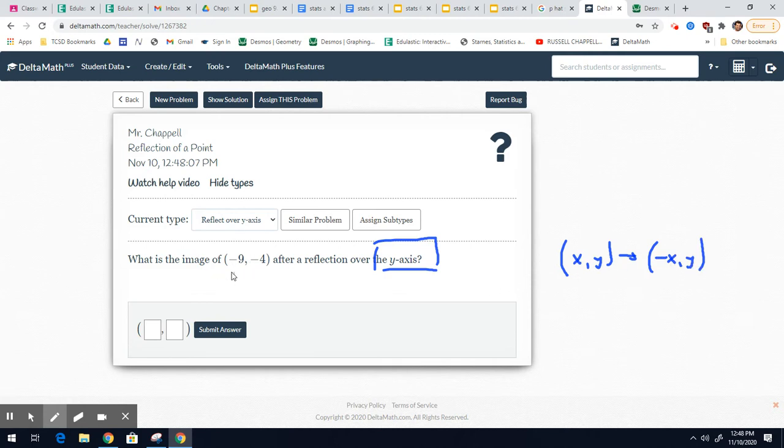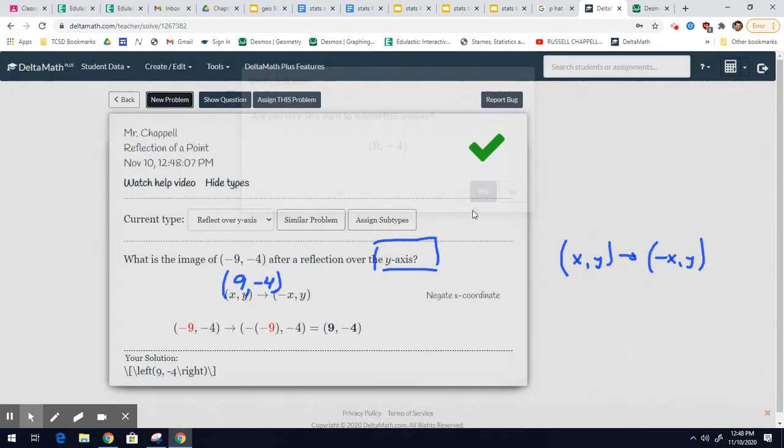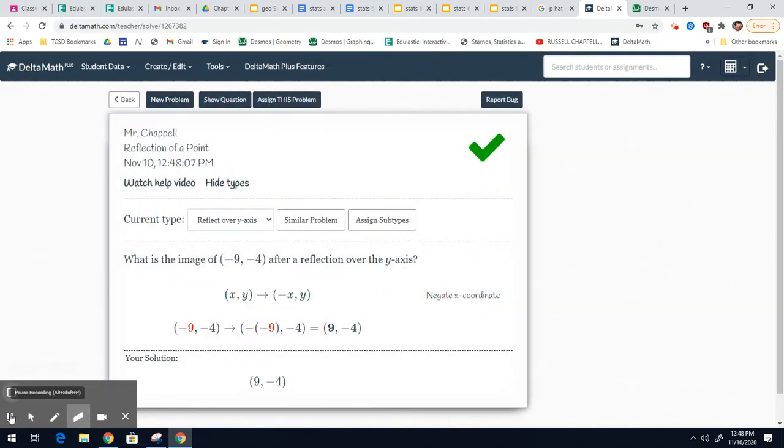So we're going to take this point (-9, -4) and make the x opposite. The opposite of -9 is 9, and then the -4 stays the same. And there are the coordinates of that reflected point: (9, -4). All right, next problem is coming.